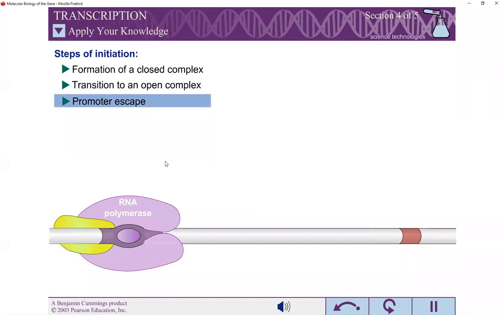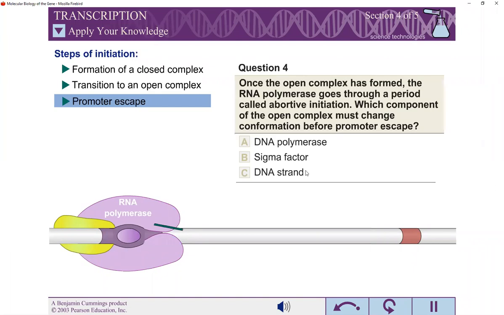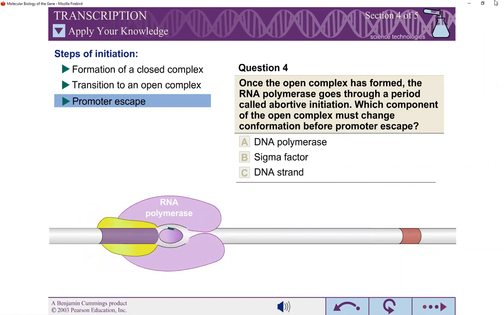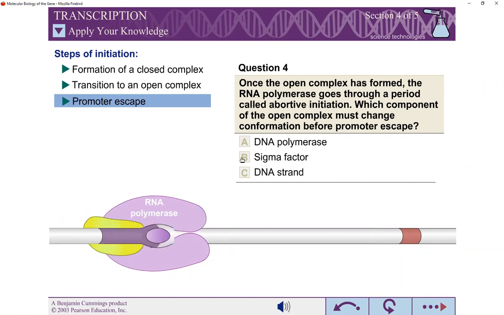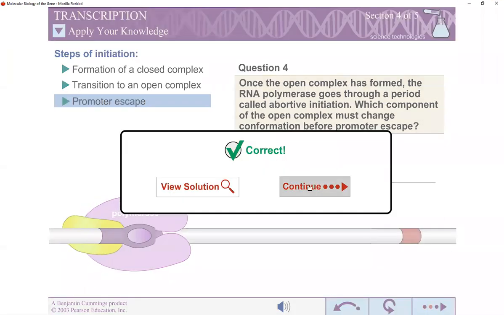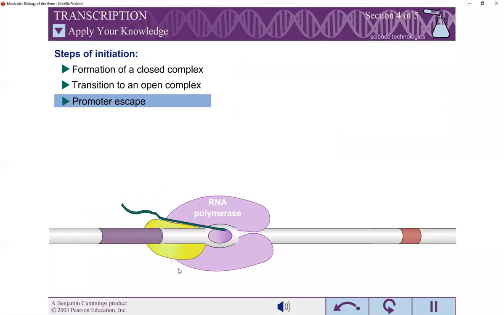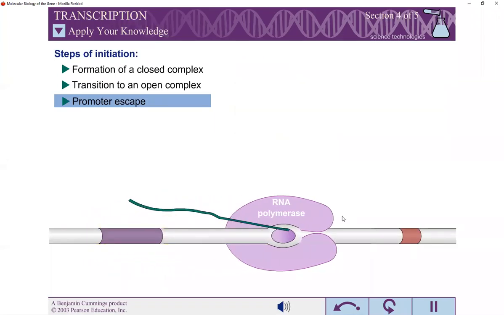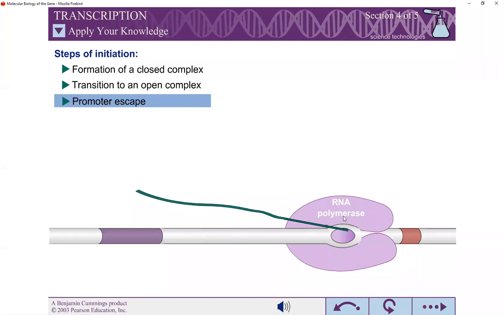Question 4. Once the open complex has formed, the RNA polymerase goes through a period called abortive initiation. Which component of the open complex must change conformation before promoter escape? Now, how should promoter escape take place? Promoter escape should take place only when the sigma factor changes its orientation. Once the sigma factor changes its orientation, promoter escape is going to take place.